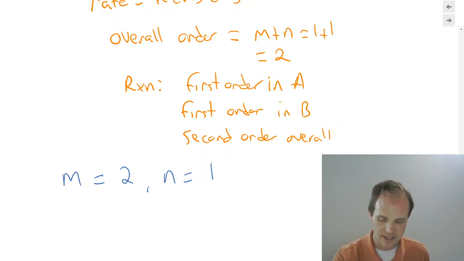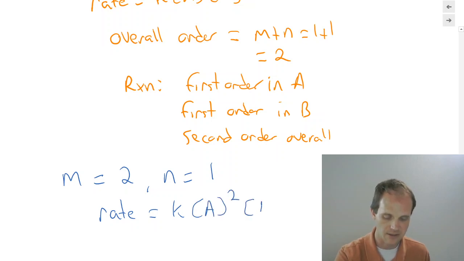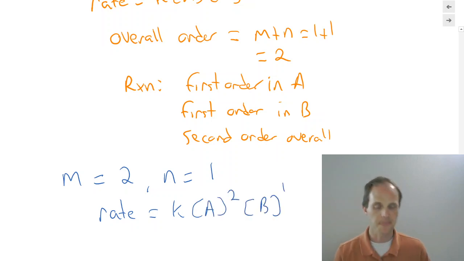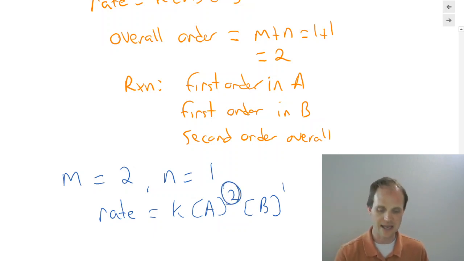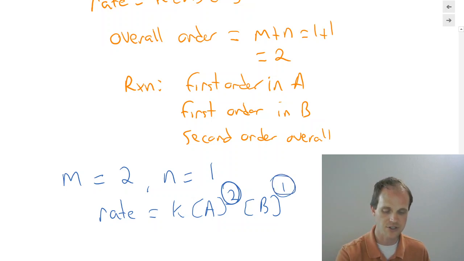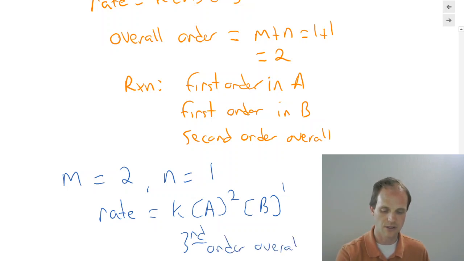Well, then we'd say that the rate is equal to k times the concentration of A squared times the concentration of B to the first. And we'd say this reaction is second order in A, this reaction is first order in B, and the reaction is third order overall, because 2 plus 1 is 3.